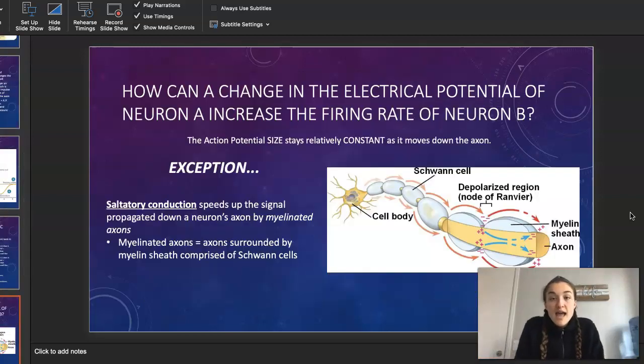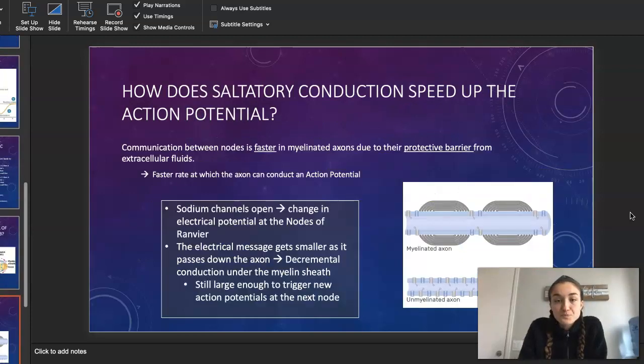Okay, awesome. And then how can a change in the electrical potential of neuron A increase the firing rate of neuron B? So the action potential size stays constant as it moves down the axon. The only exception is saltatory conduction, which speeds up the signal propagated down a neuron's axon through myelinated axons. So this is the only way the action potential is not constant. The myelinated axons are axons surrounded by myelin sheath comprised of Schwann cells. So that's what it looks like right there.